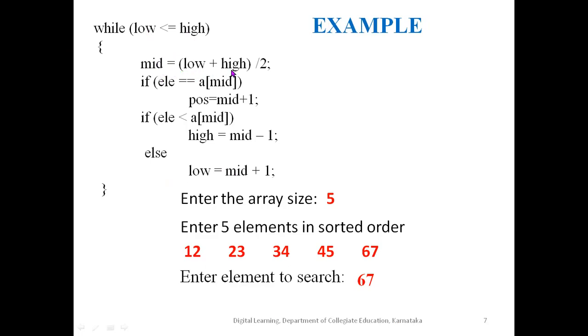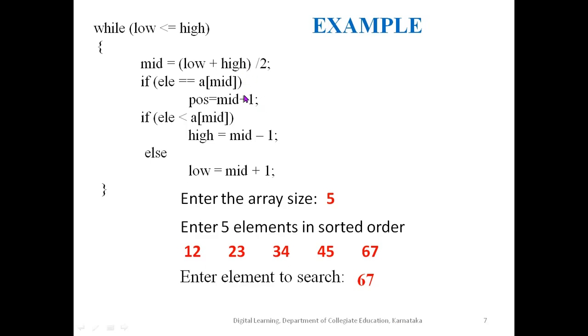Mid is equal to (3 plus 4) divided by 2. That means mid value is equal to 7 by 2, which is equal to 3, since we are doing integer division. So next we check if element is equal to A of mid, that is 67 and A of 3. So A of 3 is 45 here. So 67 and 45 is being compared. Now it turns out to be false.